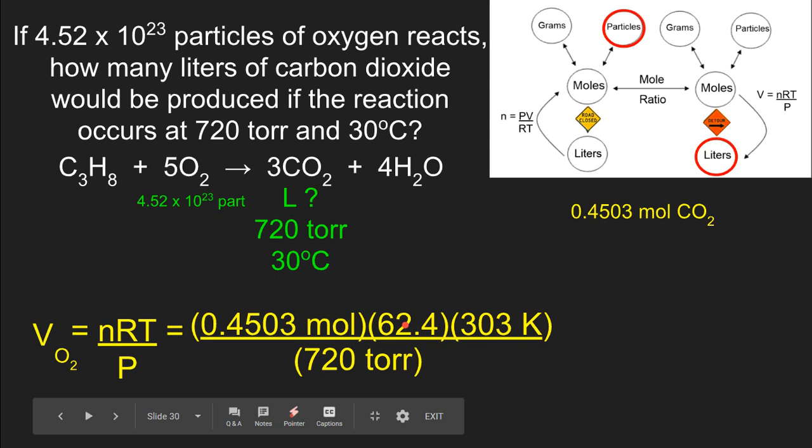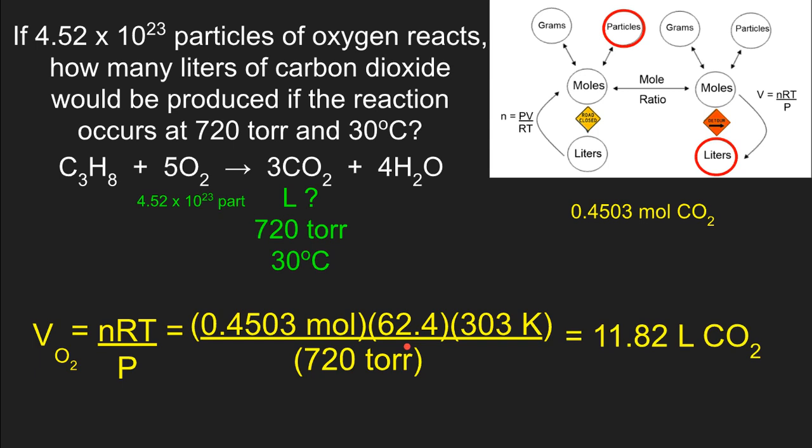And why am I using 62.4? Because it's in torr. So I have to use that one. If it was ATM, I'd use 0.0821. If it was kPa, I'd use 8.314. I multiply, I divide, and I get my final answer of 11.82 liters of CO2.